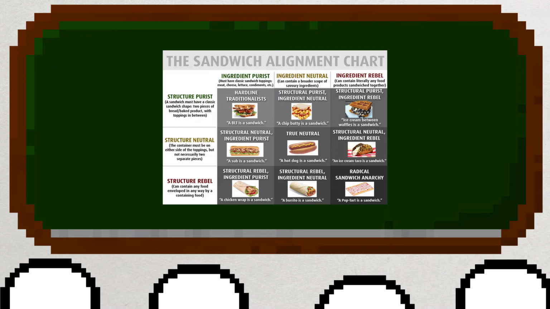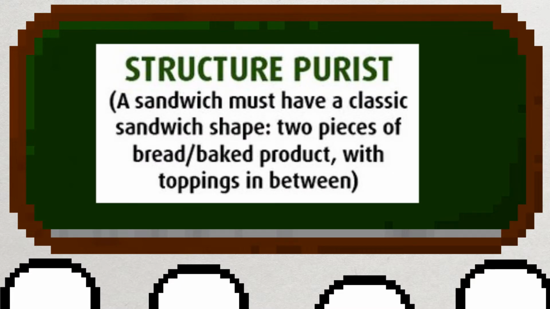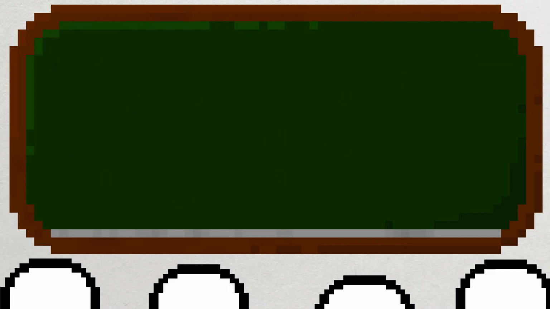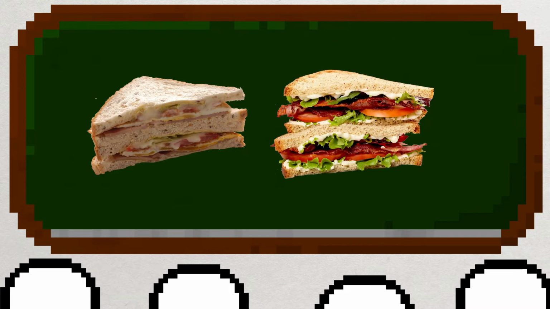In this chart, a sandwich is simplified into two components. We have the ingredients and the structure. Each of these two components is then further broken down into three categories: purist, neutral, and rebel. Starting with the left side of the table, we see the structure purist, who believes a sandwich must have a classic sandwich shape, that is, two pieces of bread with toppings in between them. This is your everyday turkey clubs, BLTs, things like that.